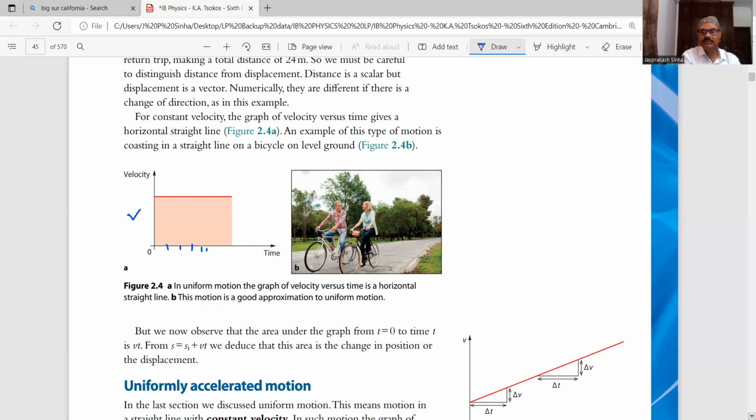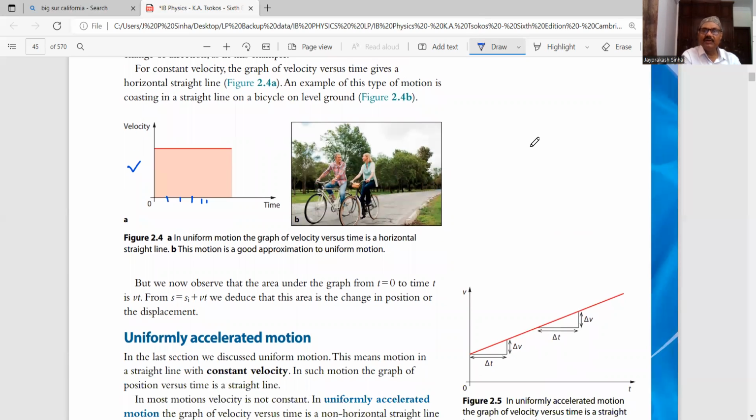Now, we already know that if this is your displacement on the y-axis and time on the x-axis, and this is your graph, then the gradient of this line will give you the velocity. That is, v is equal to delta s by delta t.